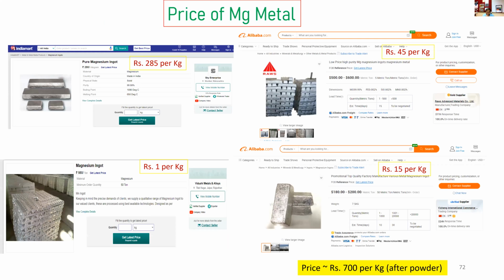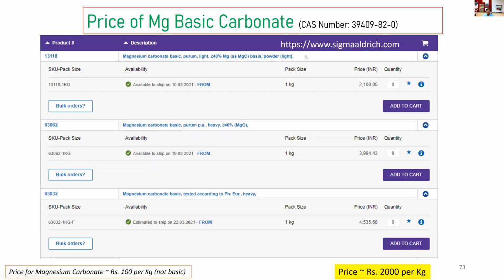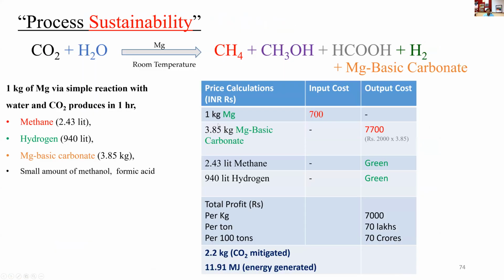And if we look at the price, the magnesium is very cheap. There are different prices on websites. I took 700 rupees a kg, and the magnesium basic carbonate, which is available only in research quantity, is very expensive. It's 2,000 to 5,000 rupees a kg. I took 2,000 rupees a kg price. And if I do a calculation, 1 kg of magnesium costs you 700 rupees. It produces 3.85 kg of magnesium basic carbonate. I mean, just ignoring methane and hydrogen. They are priceless, right? You cannot really compare the price of green methane and green hydrogen with the normal methane and normal hydrogen, which are very cheap.